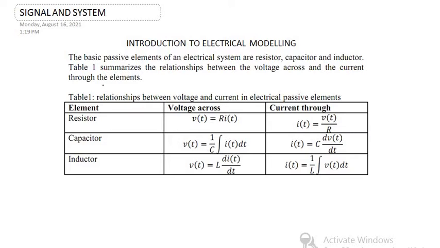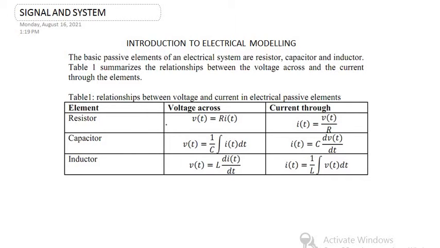In today's video we are going to introduce electrical modeling under the course of signals and systems. As given in the passage, the basic passive elements of an electrical system are resistors, capacitors and inductors. Table 1 summarizes the relationship between the voltage across and the current through the element.